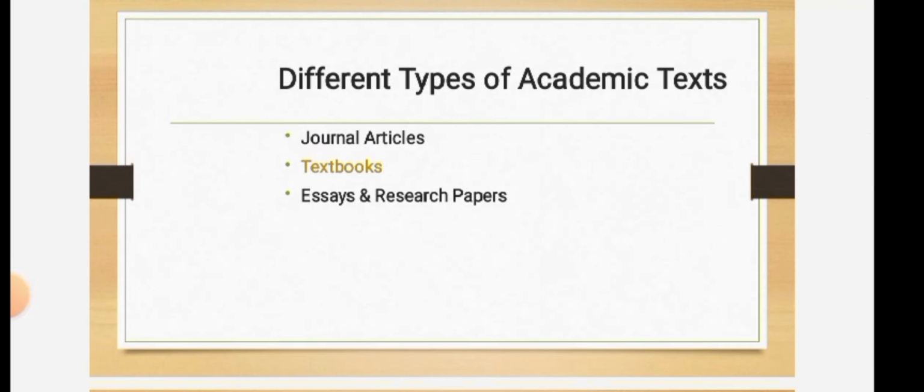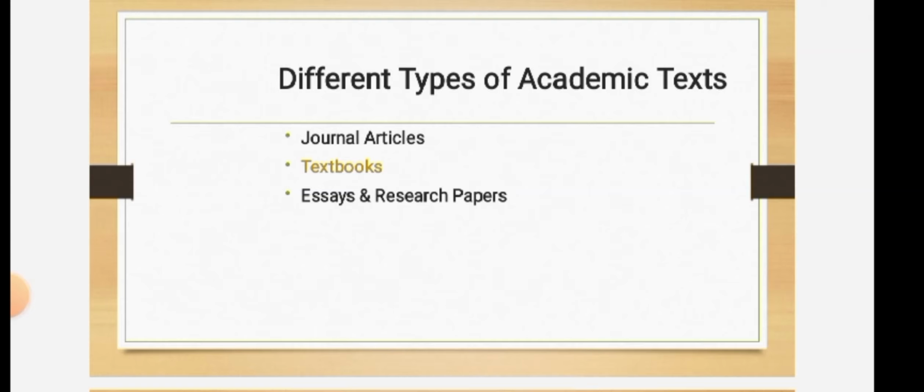Different types of academic texts. The world of academic texts is diverse. Let us look at some of the common types. Journal articles. These report on original research findings and are often peer reviewed. They have specific sections like abstract, which is like a summary of the study; introduction, an overview of the research problem and objectives; methodology, how the research was conducted; results, the findings of the study; discussion, analysis of the findings; and the last section, conclusion, which provides a summary and implications of the study.